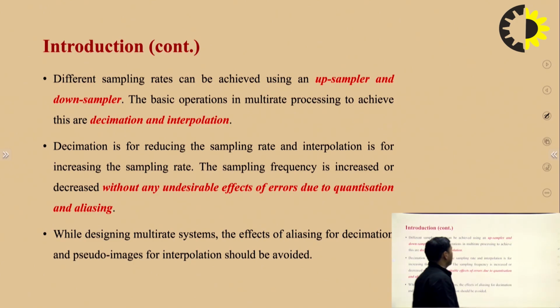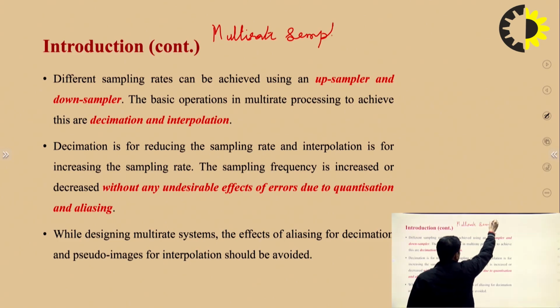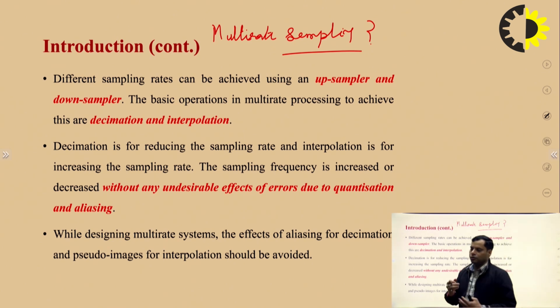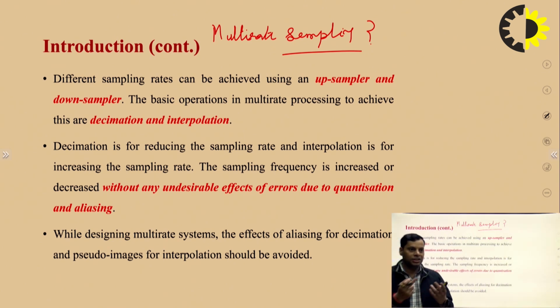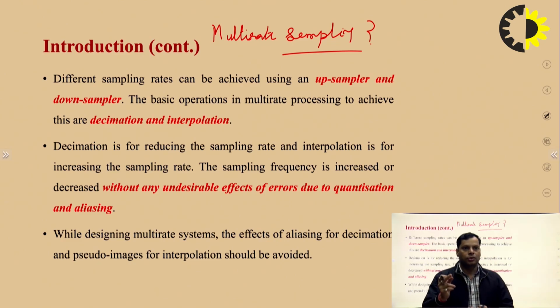How can we achieve multi-rate sampling? Only two possibilities are there: either we have to increase the sampling frequency or decrease it. How can it be possible?